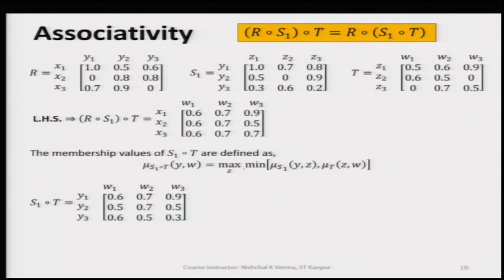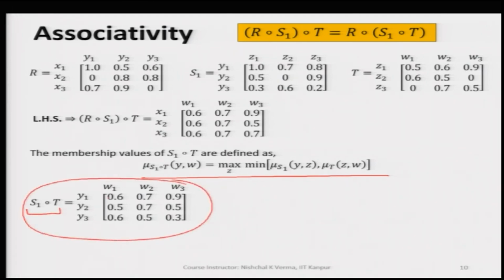When we apply the max min criteria as we see here, with the same max min criteria, if we compose S1 and T, which is here, we get this matrix. So, we get a new fuzzy relation matrix which is defined in the universe of discourse Y cross W. Now, in the RHS, we have another fuzzy relation R with which this outcome needs to be composed. So, we take the composition of R and S1 o T.